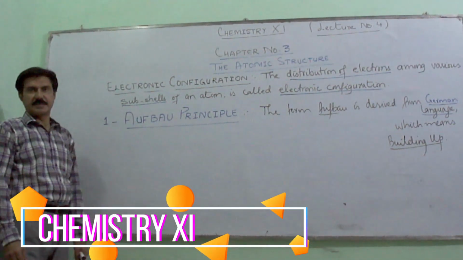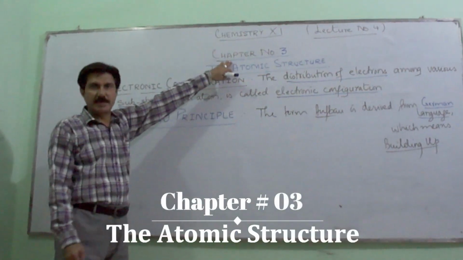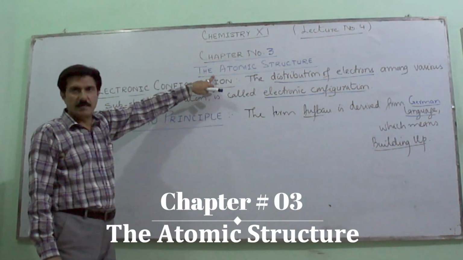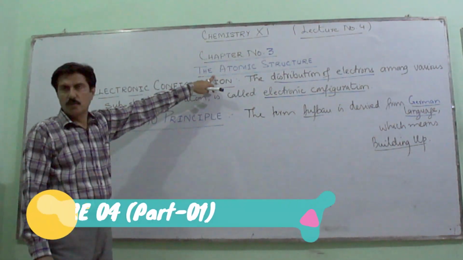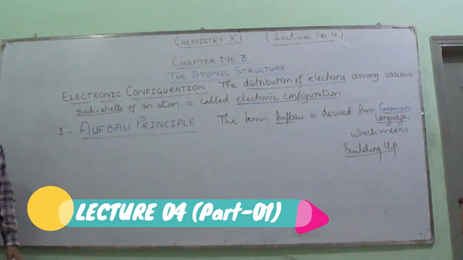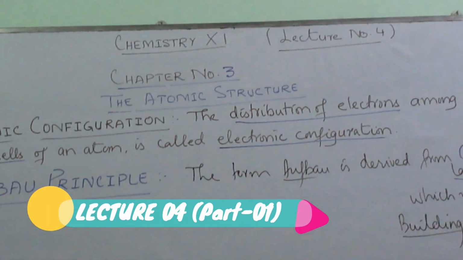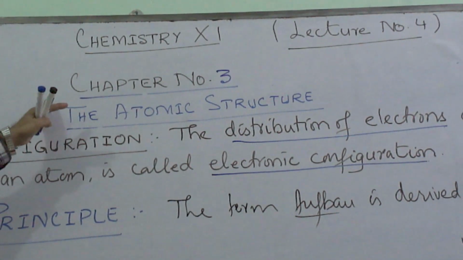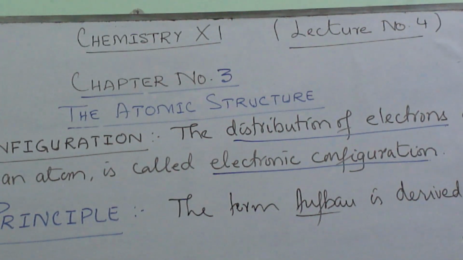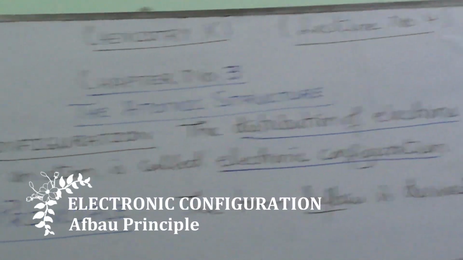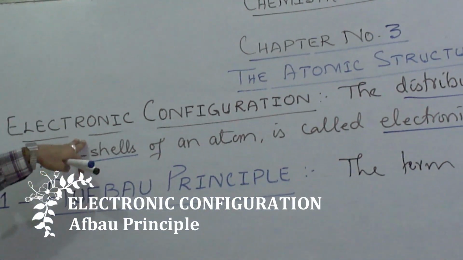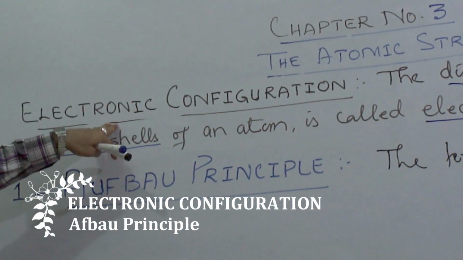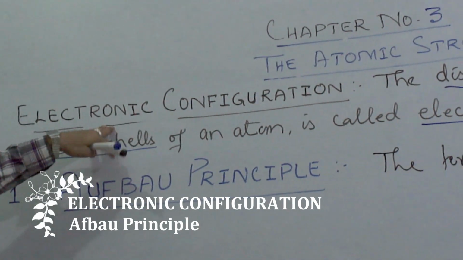Today we are together here for a new lecture from the syllabus of first year chemistry, and this particular lecture I have taken from a very important chapter of first year syllabus, chapter number 3, the atomic structure. Although overall this is the fourth lecture from the syllabus of first year chemistry, from this particular chapter, this is the first topic which I have selected because it's a very important topic to be discussed today, and that is electronic configuration.